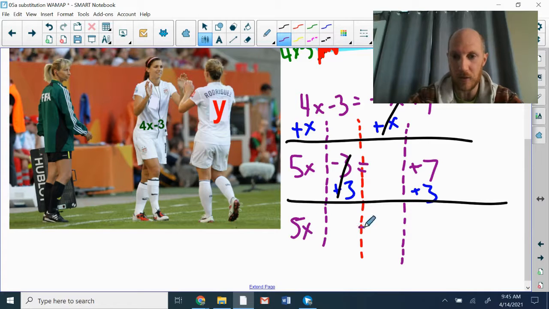Nothing in the second column. I got my equal sign. Still nothing in that third column. And then 7 plus 3 is 10.